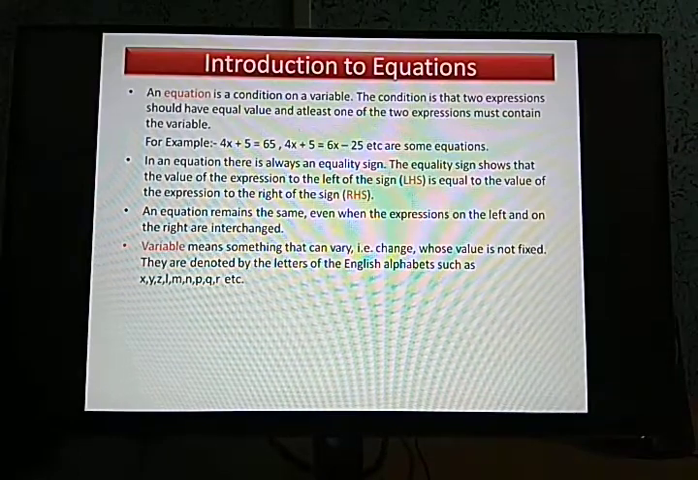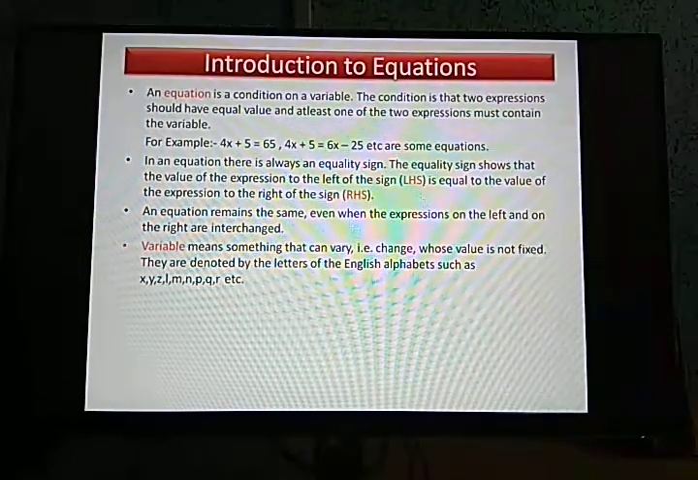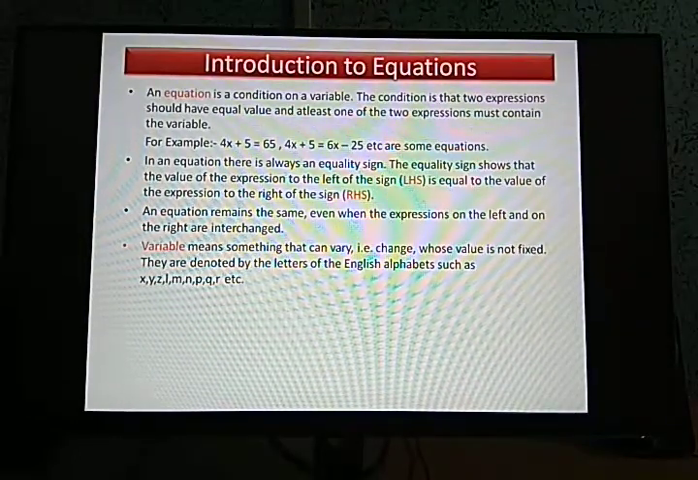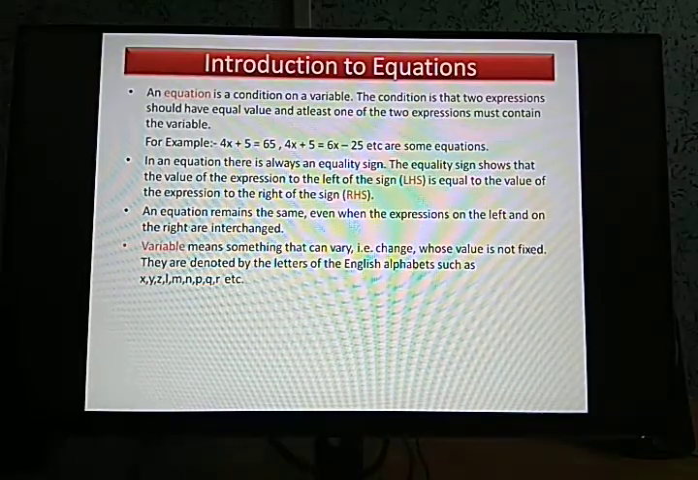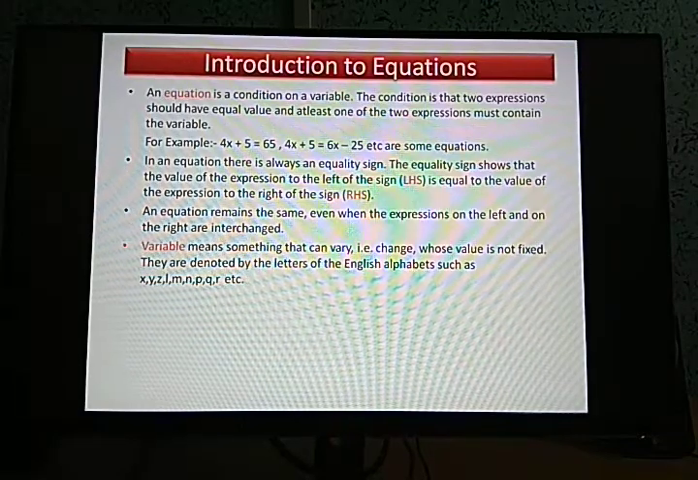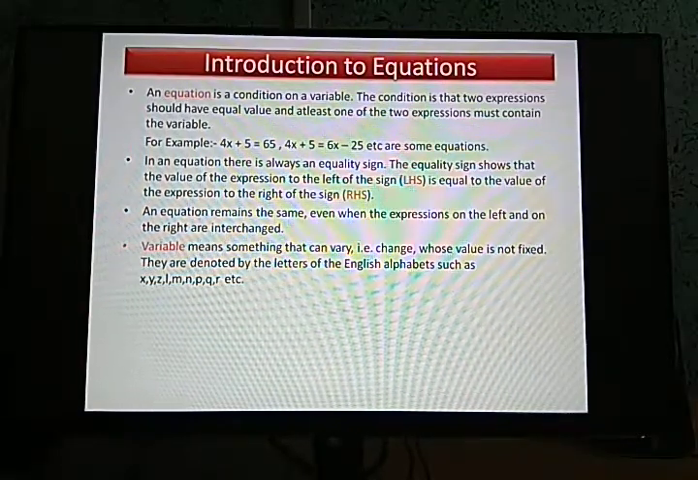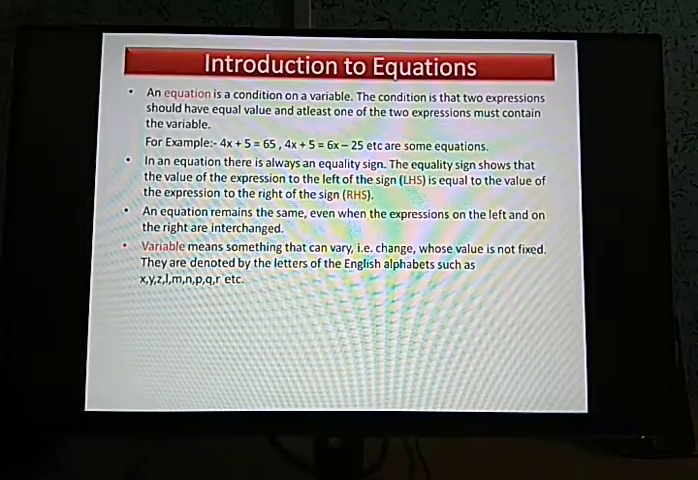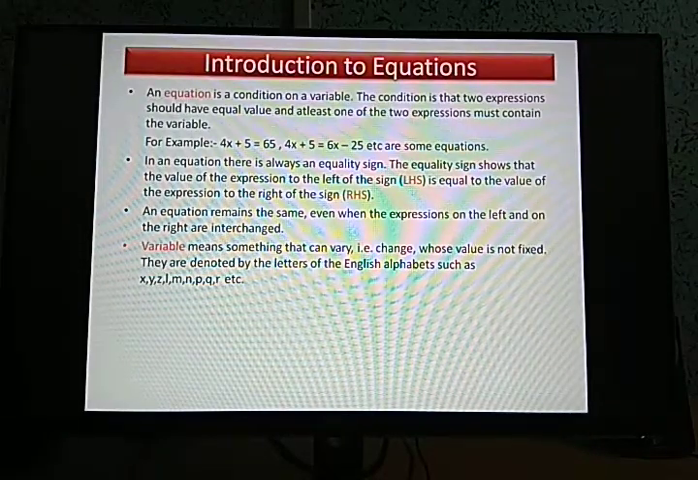In this equation the value of x is different. In the other equation, 4x plus 5 equals 6x minus 25, here the x value will be different. So depending upon the equation, the values of the variables differ. Clear? And they are generally denoted by the letters of the English alphabet.